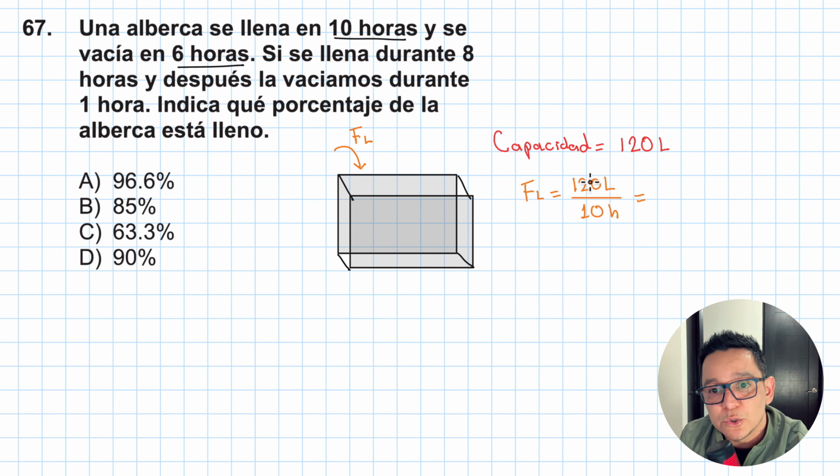If I do 120 liters divided by 10 hours, I get a total of 12. 12 what? Well, liters per hour, right? So what I'm saying is that the fill rate, with the characteristics I'm making up here, is 12 liters per hour. That's the fill rate, 12 liters per hour.